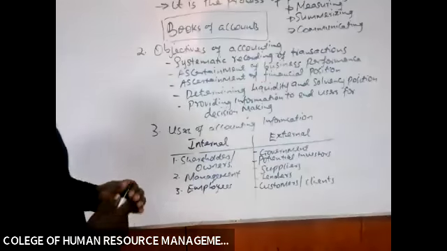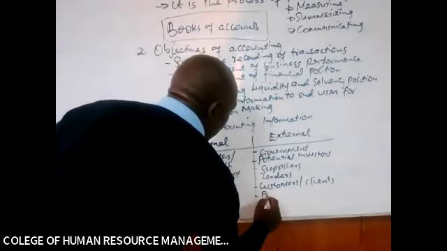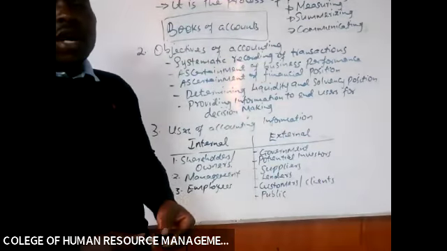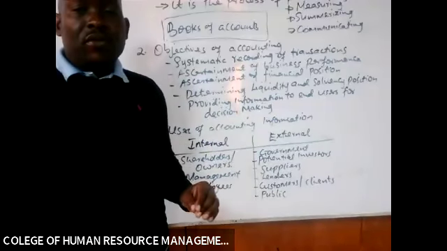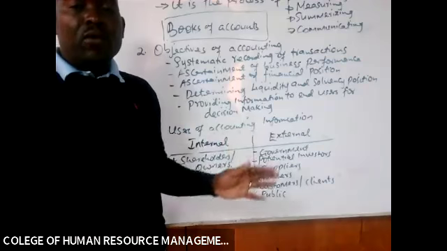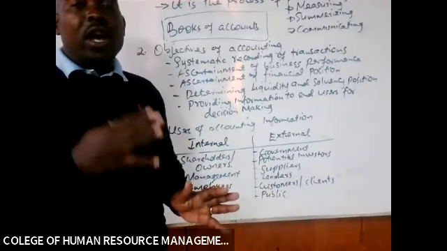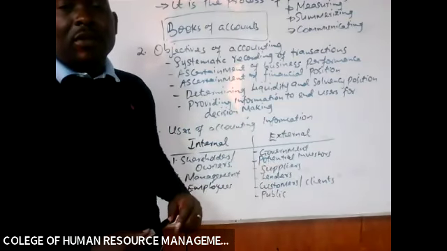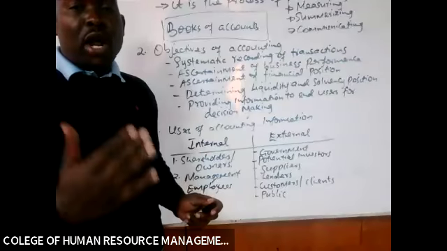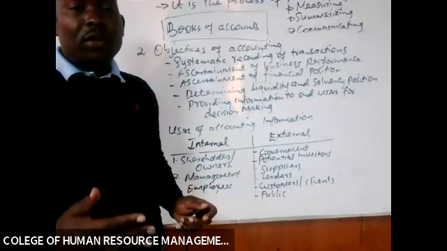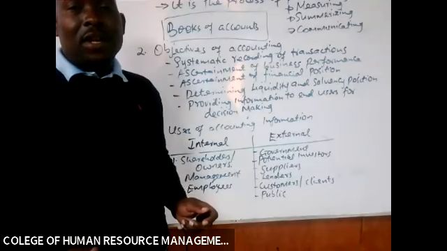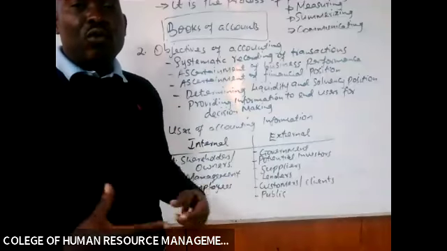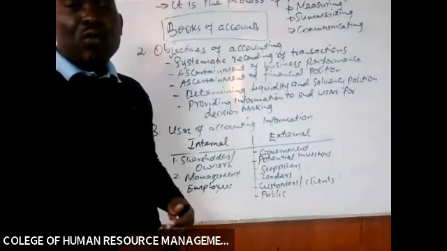Then last, in the external users, we have the public. The public here, we are talking about the economists, those people who read the books of accounts of businesses to just know the economic performance of the country. We can have the scholars, those people who are undertaking some scholarly work. At one point, you will be doing your research project. If your research project is related to accounting, you might find yourself reading the books of accounts to get data. So you become a user.